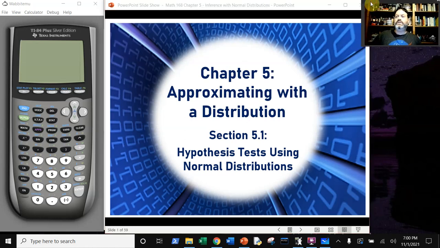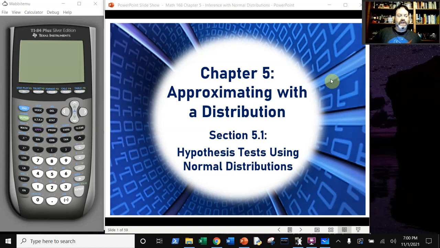This is a new video, as you can tell, because Chapter 5 has changed. So this is going to be the current set of slides. We're going to do Chapter 5. It's split into two sections, so it's a really short chapter. I'll show you how to do all the StatKey and how to do everything on the calculator as before.